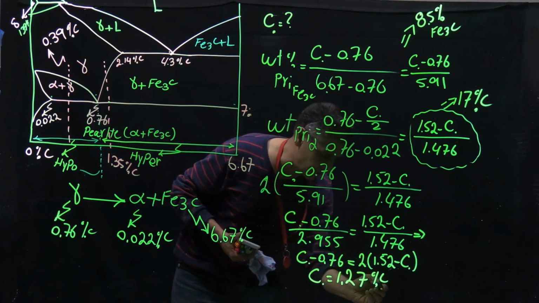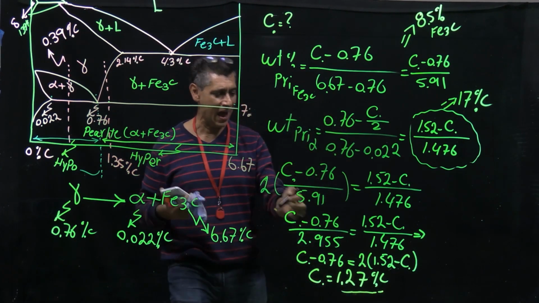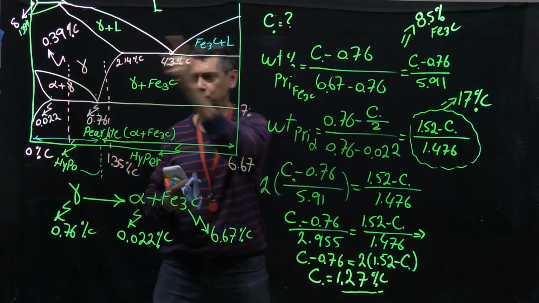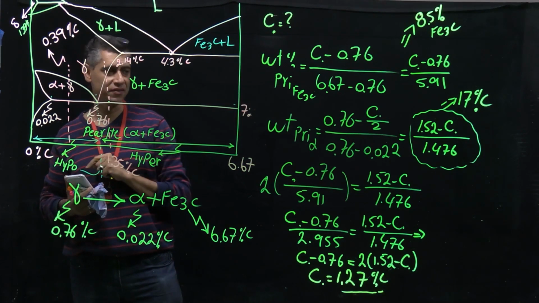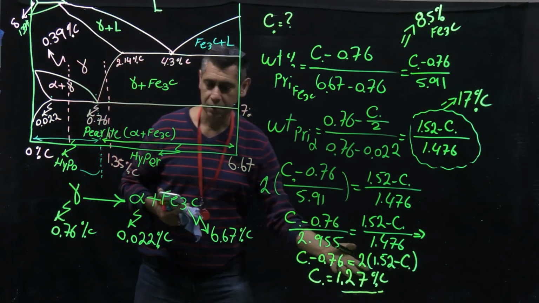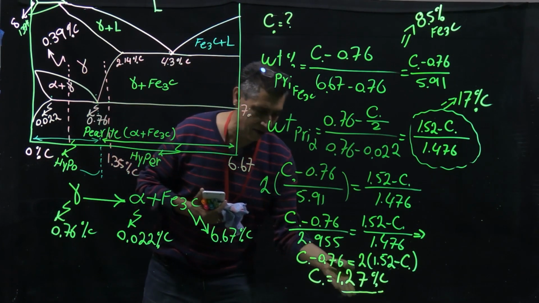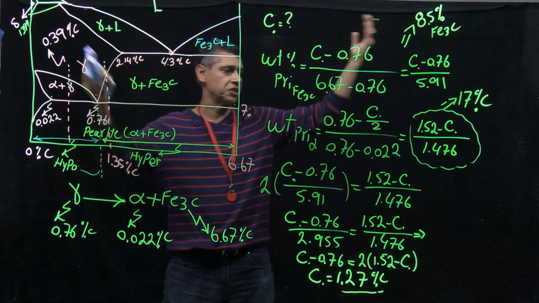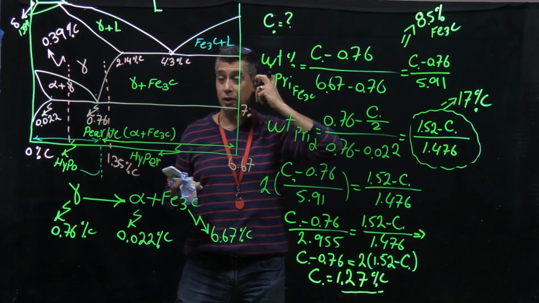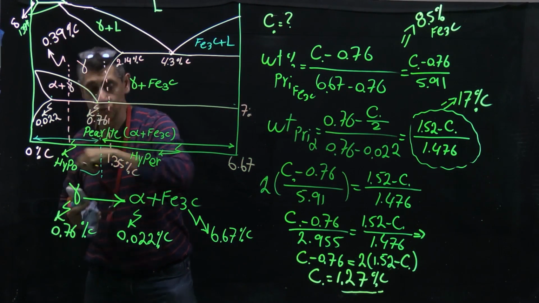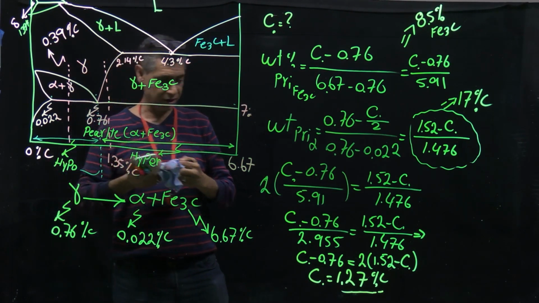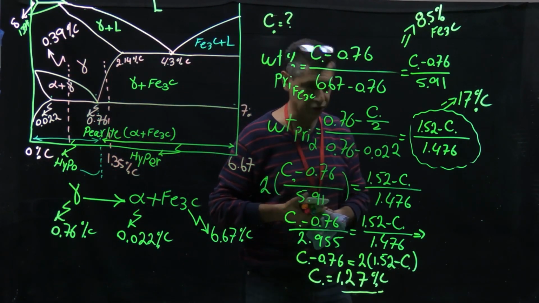This answer, whatever you find, somehow half of this should be less than 0.76% in order to be correct. If ever half of this is more than 0.76, the answer is there is no answer for this question, because you have to cross. This is the material science representation of that.